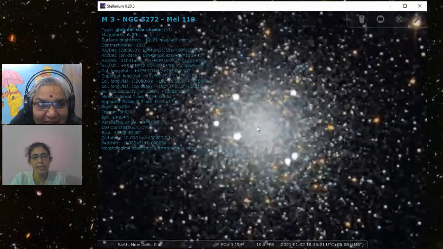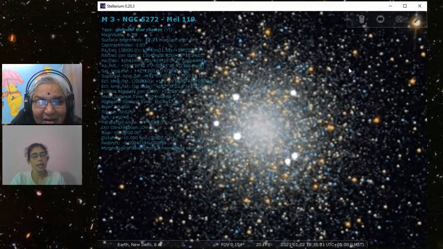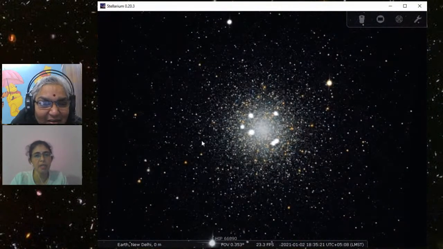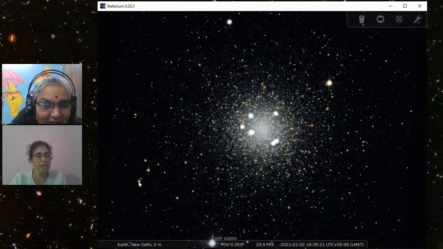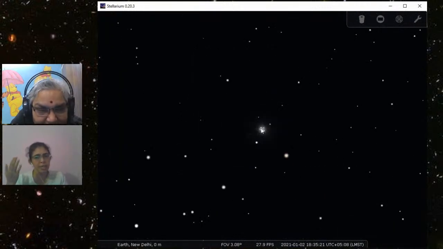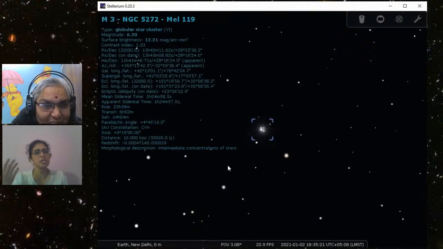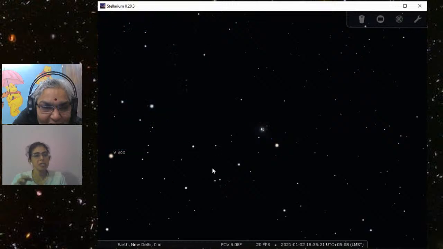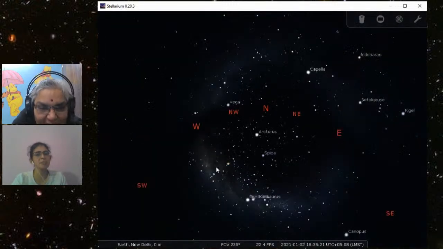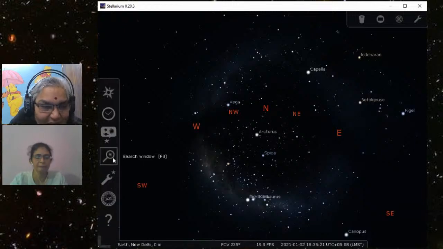Here at the center, the field is very, very crowded. And the point is, you may not have spectral types given in Stellarium for many objects. For faint objects, it may not be there. If you are able to see it, those are well-studied objects, and the spectral type will be marked. So that's why spectral types of all objects may not be there in Stellarium. This is something that one needs to keep in mind.